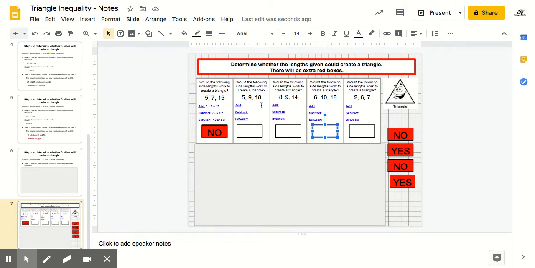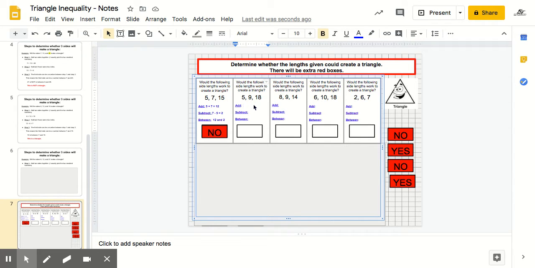Okay, we'll do another one. Would the following side lengths work to create a triangle? Now we have 5, 9, and 18. Again, step one is to add two side lengths together. I'm going to add 5 plus 9, which gives me 14. Then I'm going to subtract those same two sides, so 9 minus 5, which gives me 4. Now I need to ask myself, what are the two numbers that my third side length has to be in between? Well, it's these two numbers. So my third side length has to be in between 14 and 4.